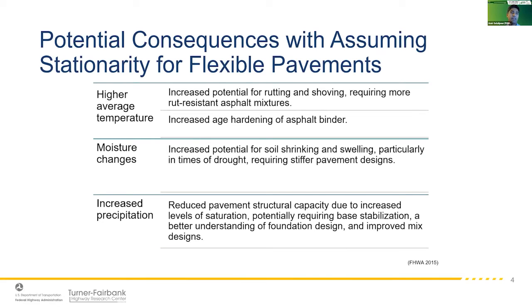So what happens if we assume stationarity for the climate in flexible pavement design, for example? Based on the climate change models, we are going to have a higher average temperature. So it's going to have more rutting and shoving for our pavement. We are going to have more aging for binder. We are going to have more moisture and increased precipitation. That's going to impact the modulus of our soil, the damage on the pavement, the moisture damage, and a lot of other things related to the foundation.